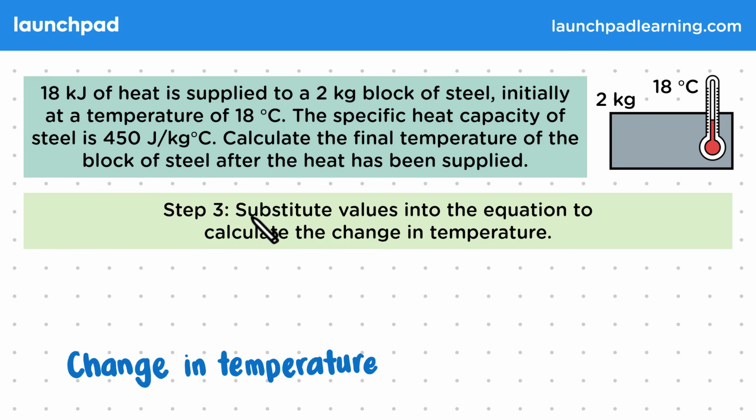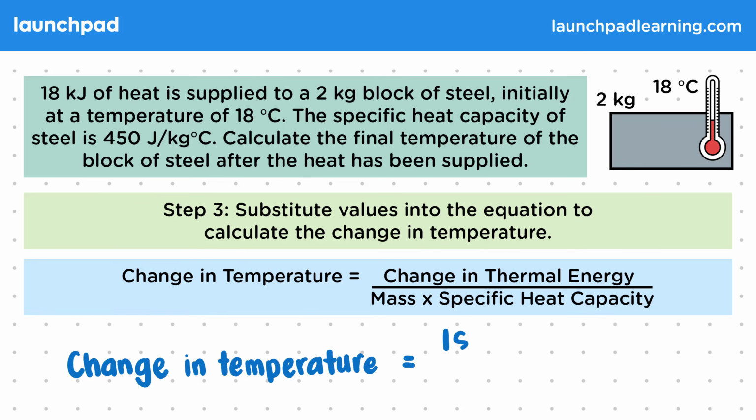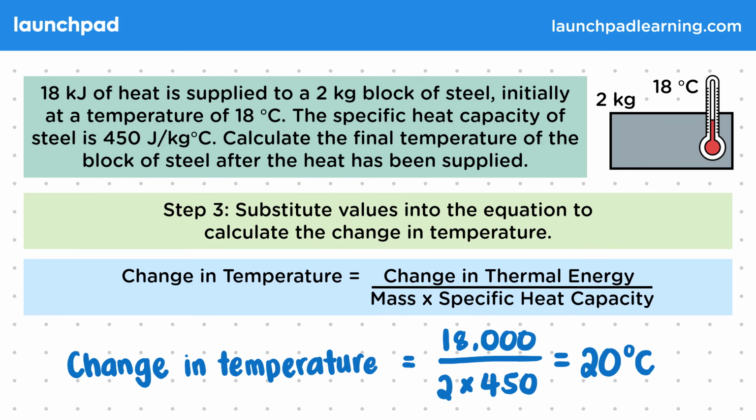Then for step 3, let's substitute the values into the equation to calculate the change in temperature. So the change in temperature becomes 18,000 divided by 2 multiplied by 450. And that gives us 20 degrees Celsius.